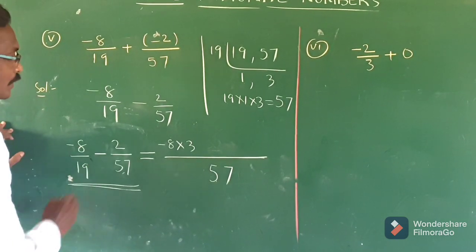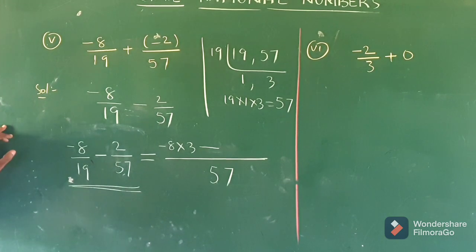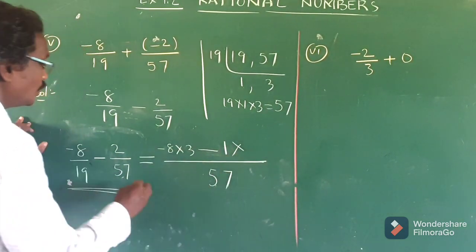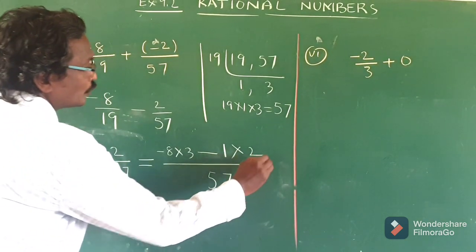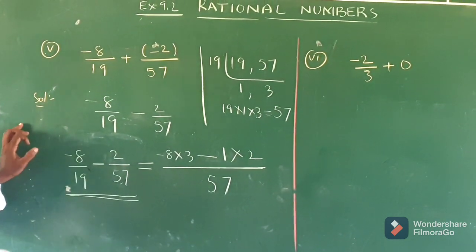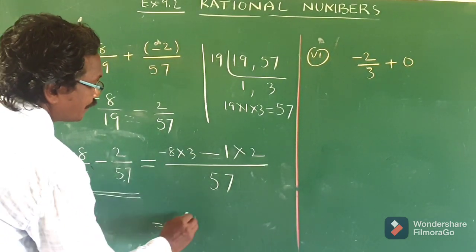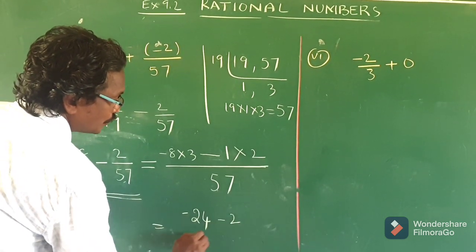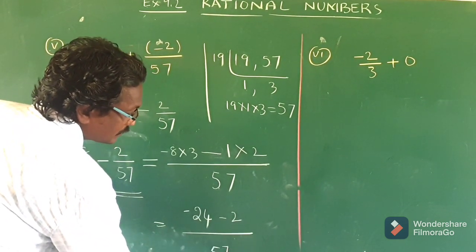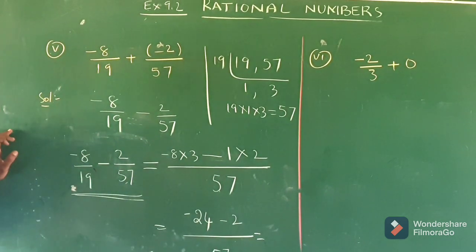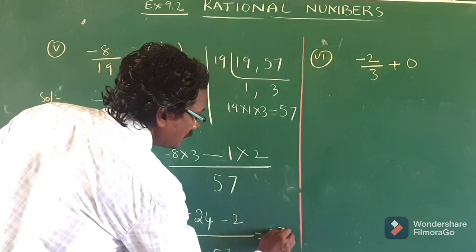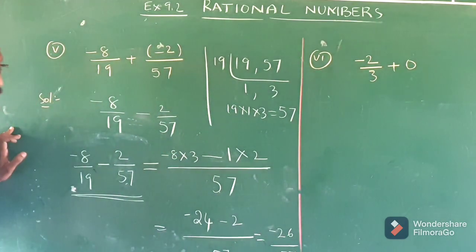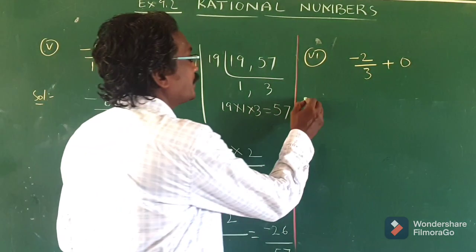Next, the minus symbol is given, so write minus here. Then 57, and 57 one times, 1 into what is the numerator? 2. Now simplify: 8 threes are 24, minus 1 twos are 2, so 2 by 57. Minus and minus, add: 24 plus 2, minus 26 by 57.